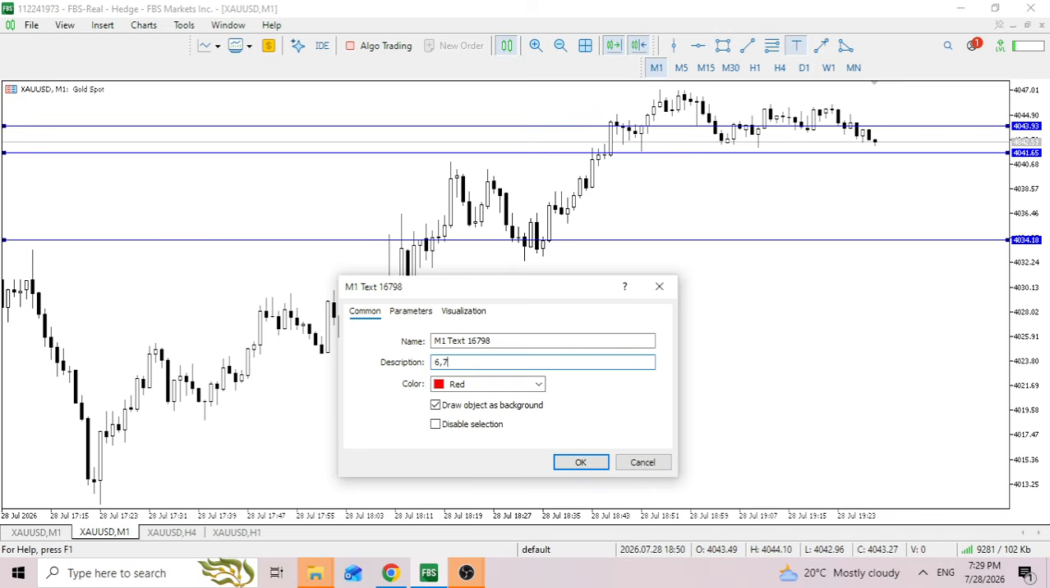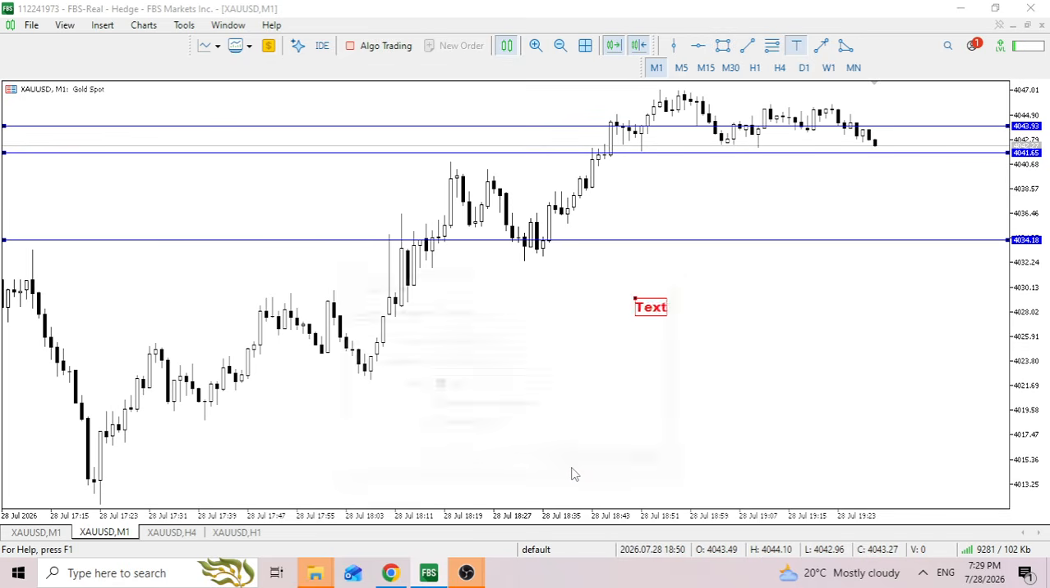6, 7, 8. That is the code. Today's code was good code. And you need to understand, I'm only giving you the blueprint of how this market is moving.